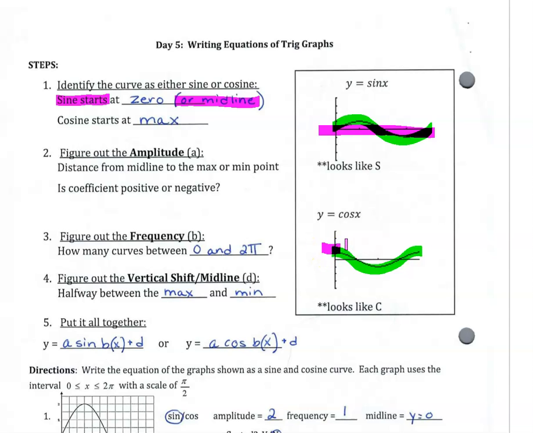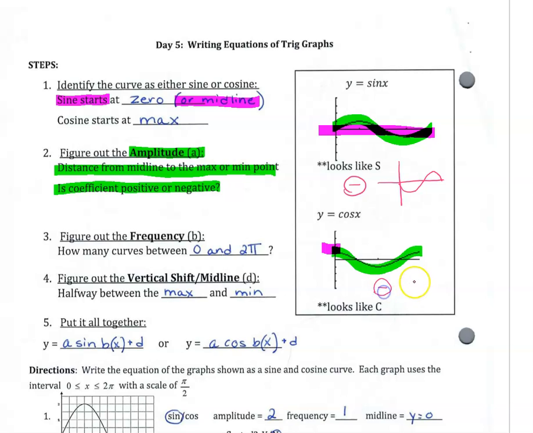From there, once you decide whether it's sine or cosine, you figure out the amplitude, which is just your distance from midline to max or min point. You also decide if you think the coefficient is positive or negative. Keep in mind the graph that you're seeing on the right here is a positive cosine curve. If it was a negative cosine curve, it would be a reflection in the x-axis. Likewise down here, a negative cosine curve would start below the midline, with the reflection in the x-axis.